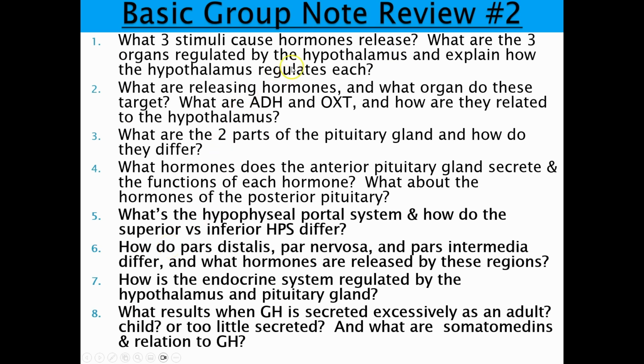Make sure if you can come up with great answers to these on your own without looking at notes, you are well prepared, and that's how I would be using my basic group note reviews, is double checking how prepared you are. All right, I hope the lectures are really starting to make sense.